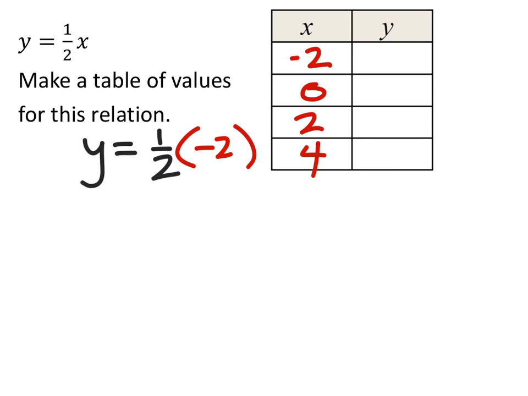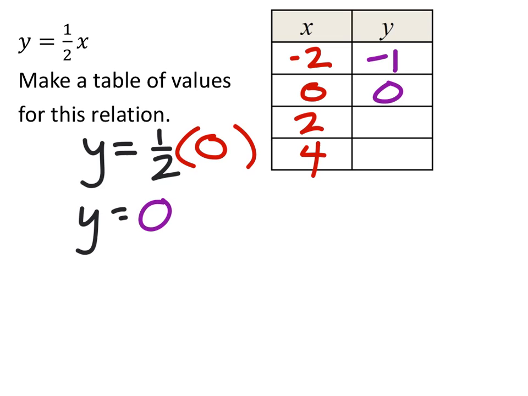So negative 2 times 1/2 would be negative 1. So that's my y value. When x is negative 2, y is negative 1, and we could graph that as an ordered pair. Well, what about when x is 0? The only thing that changes is that y now is 0.